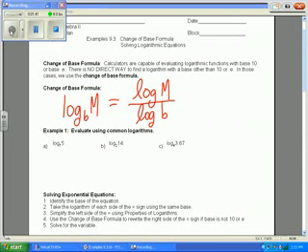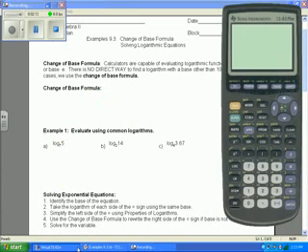It changed from a b into a what? 10. And since I changed the base from a b into a 10, now I can do it in my calculator. So let's evaluate using common logarithms so then we can use our calculator. So how would I write this, log base 7 of 5? Okay, good. Log 5 divided by log 7. And so let's evaluate that. Let's go put that into our calculator.